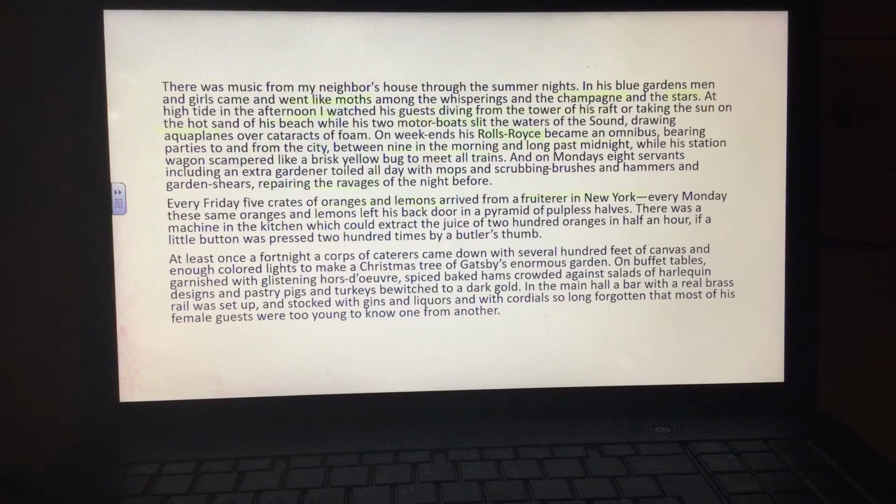There was a machine in the kitchen which could extract the juice of 200 oranges in half an hour if a little button was pressed 200 times by a butler's thumb. Okay, so already we've got that suggestion then that, again, the use of numerical numbering, the idea that he's got a butler. This isn't just your normal man, this is someone who is rich. Now I'm going to leave that last paragraph to you guys because I don't want to give it all away.